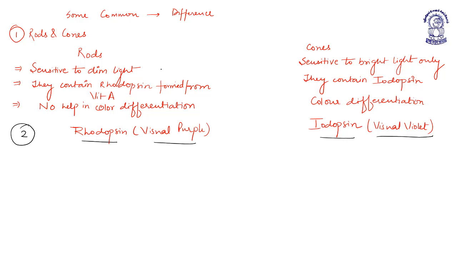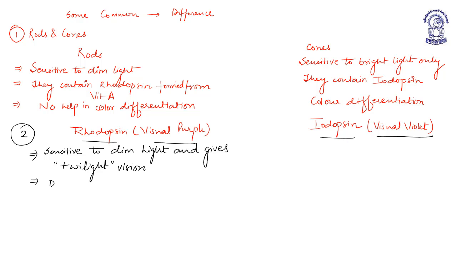Rhodopsin, visual purple, is present in rod cells as we have already discussed. It is sensitive to dim light and gives twilight vision. Very important. It does not give color vision.